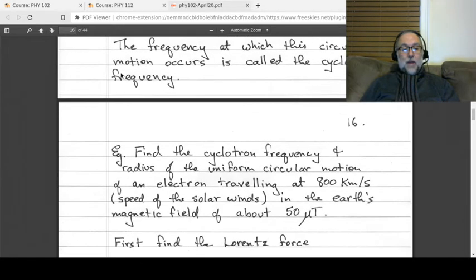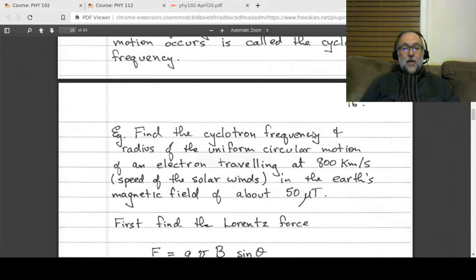So that's my next problem. Find the cyclotron frequency and radius of the uniform circular motion of an electron traveling at 800 kilometers per second. That's how fast the solar winds are. They're 800 kilometers per second, which is really fast. So once again, find the cyclotron frequency and the radius of the uniform circular motion of an electron traveling at 800 kilometers per second when it enters the Earth's magnetic field, which is about 50 microteslas.